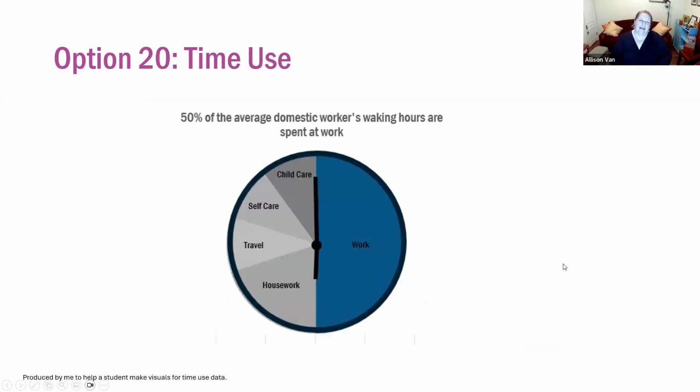Okay, option 20, time use. So this is just a pie chart, but via coloring, you're saying this is what's important within the pie. And then because this is time use, make it look like a clock. When this was designed, the time use studies was looking at a lot of comparisons of time across different people in different circumstances.